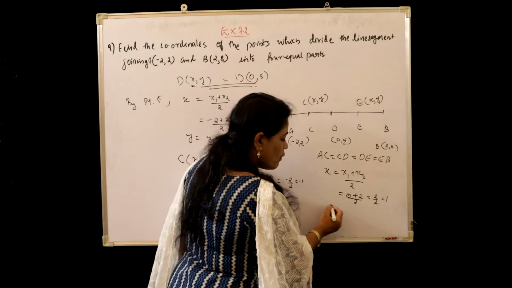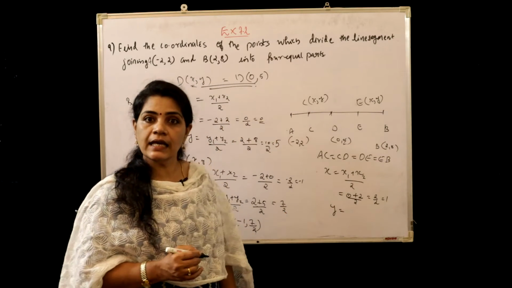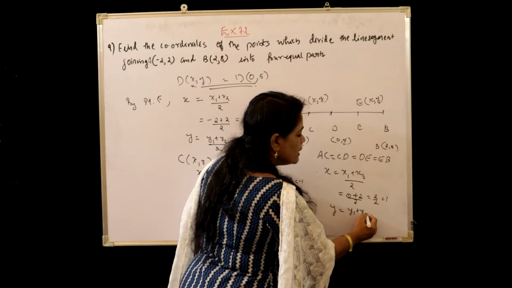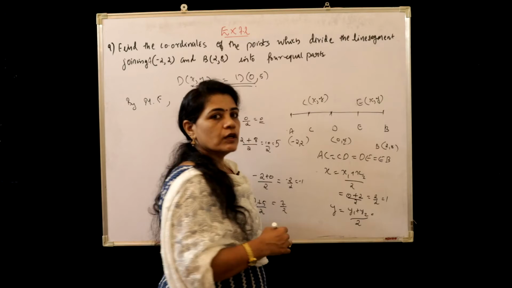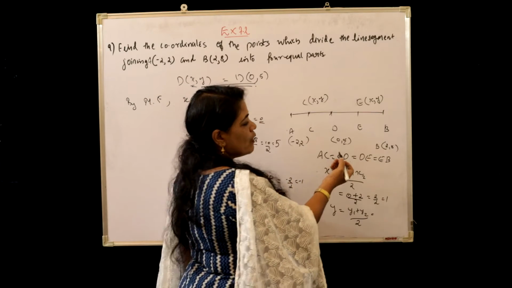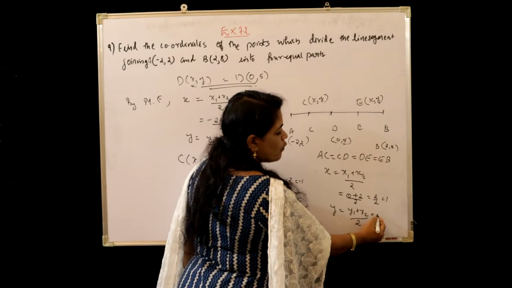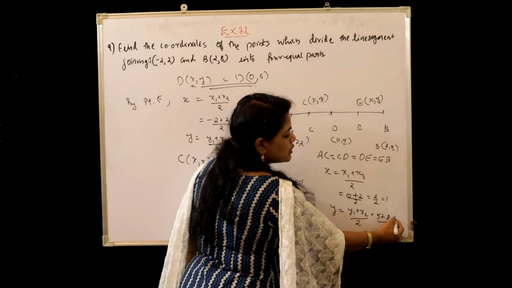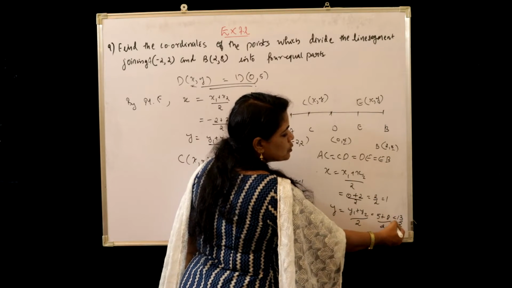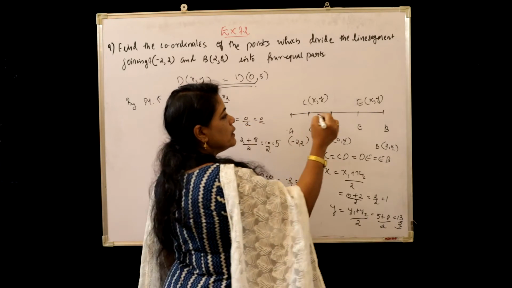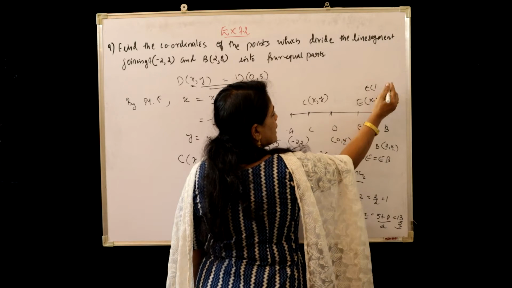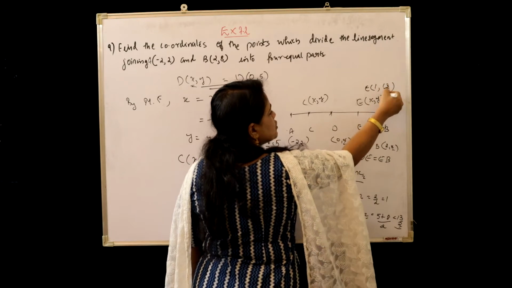And in order to get the y coordinate of the point E, again the midpoint formula, (y1 plus y2) by 2. What is y1? y1 is the y coordinate of D, that is 5, plus 8, y2, divided by 2, that is 13 by 2. Here you can write the coordinates of E as (1, 13 by 2).